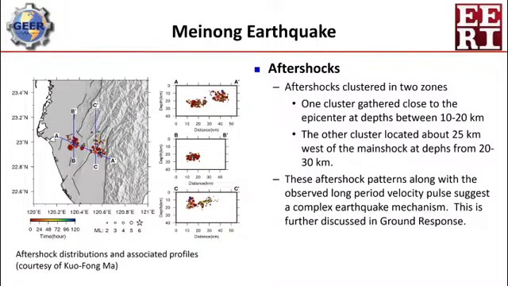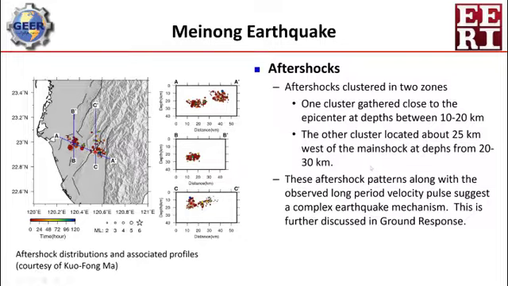So some of the aftershock data: there are 2 clusters of aftershocks. One is grouped around the main shock with depths in the range of 10 to 20 kilometers. And then the other is located to the west, closer to the city of Tainan, with deeper hypocenters.